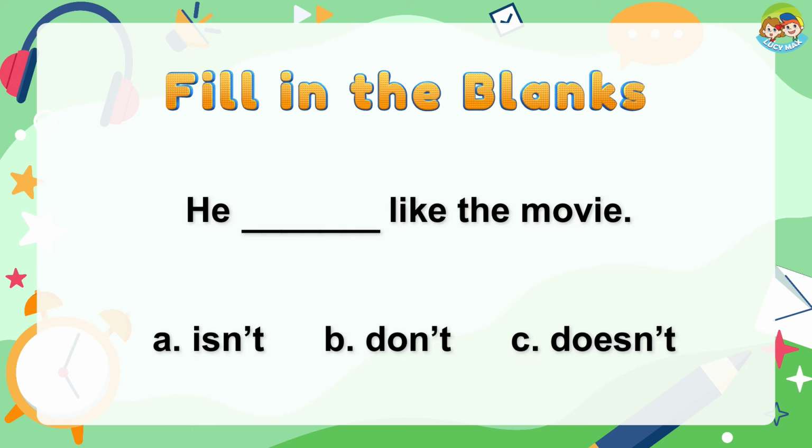He blank liked the movie. You see, he goes with doesn't. And there's the base verb like. The answer is C. He doesn't like the movie.